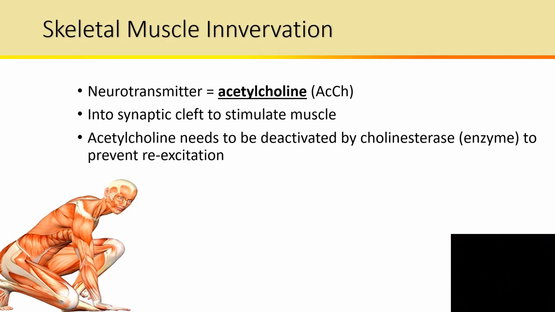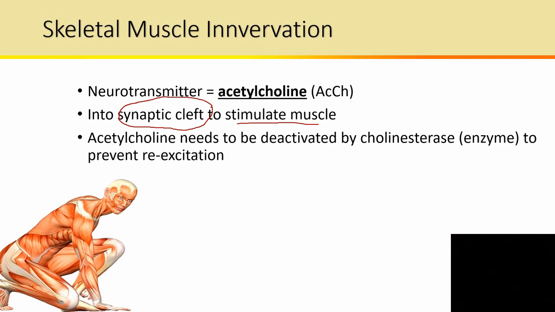Again, when that nerve reaches that motor end plate, it causes the release of the neurotransmitter acetylcholine into what we call the synaptic cleft. That synaptic cleft is the space between the nerve and the muscle. And this is what actually causes the muscle to become stimulated. What happens though is that if the acetylcholine is causing contraction, we don't want that acetylcholine to be there forever.